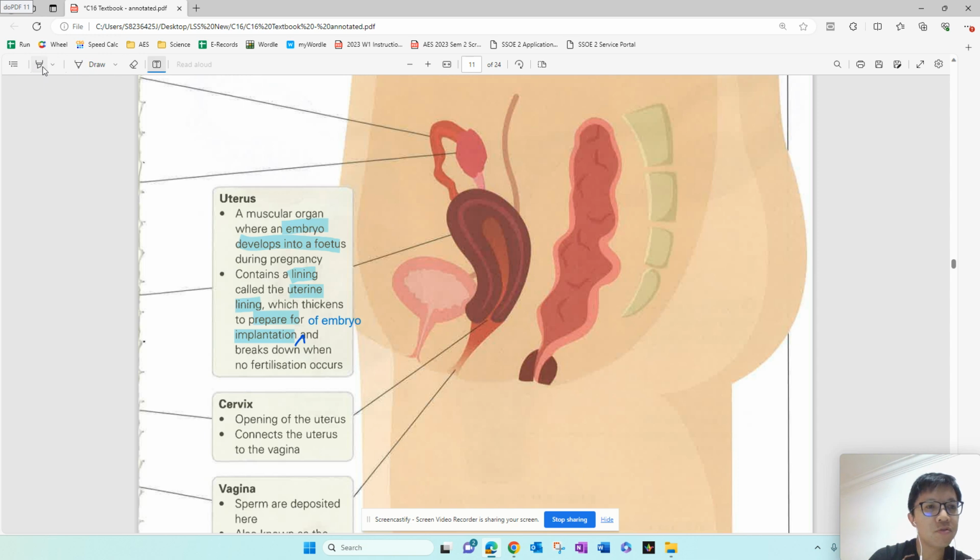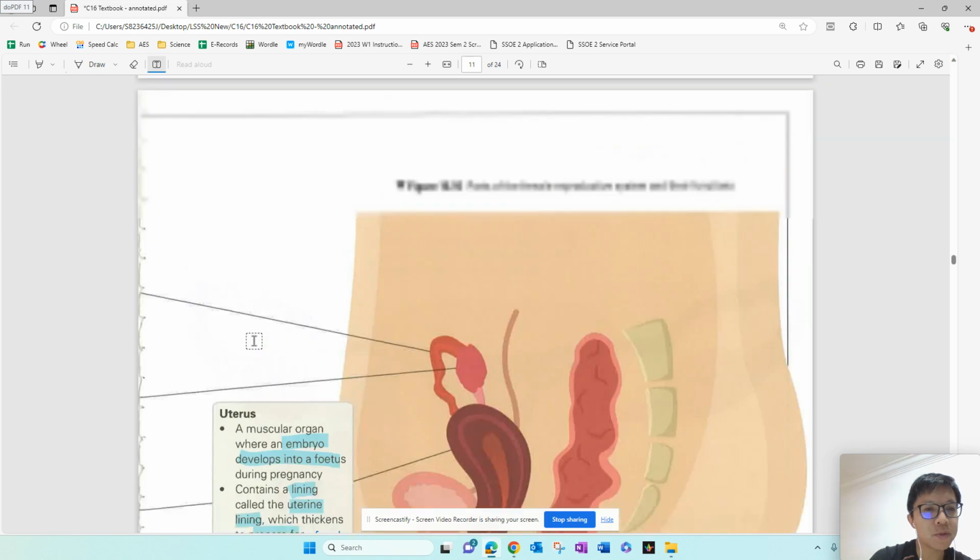If there's no sexual intercourse, no fertilization, the uterine lining will break down, and this breaking down is known as menstruation. Okay, so that's the uterus. A very, very important structure where the fetus will develop into a small little baby that comes out after 9 months. There are a few other structures that we need to know.